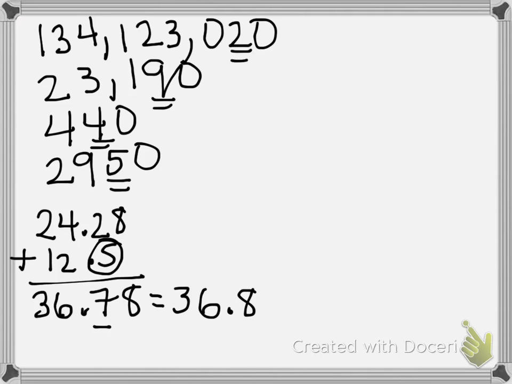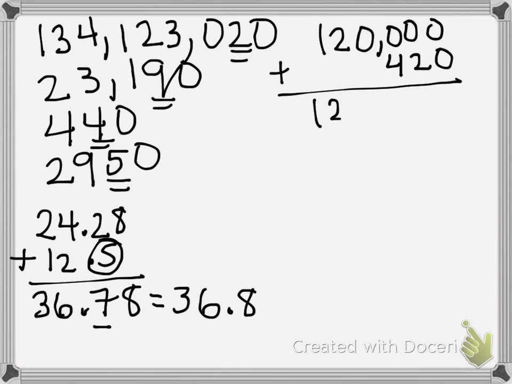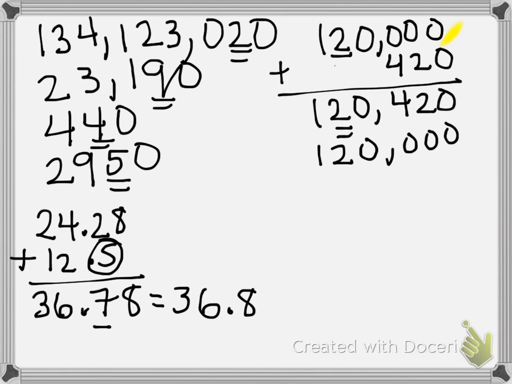Letter B, okay, 120,000 plus 420. So our calculator gives us an answer of 120,420. However, in this top number, again, we have that understood zero or decimal situation. So our last significant digit is in the 10,000s place, which means our last significant digit can be in the 10,000s place, and our answer is 120,000.